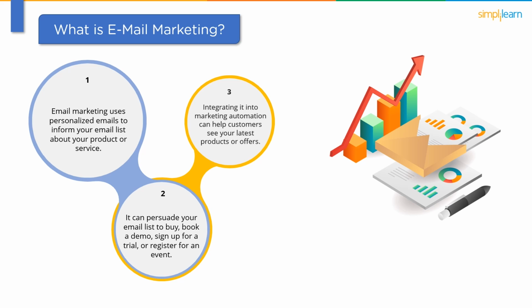So this is a commercial email that you send to an email list about your product, your service, or a newsletter, and what have you. Additionally, you can integrate it into your marketing automation. So it can help your customers to see your latest products and offers. And you can obviously use the email list and persuade them to buy or book a demo or sign up for a trial or register for an event. We call this email nurturing, where you can send a range of emails to take people through that journey to help them to make the decision.